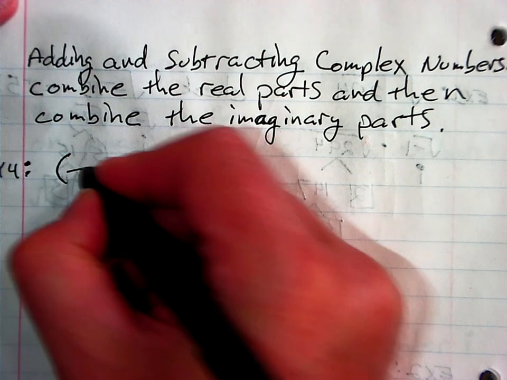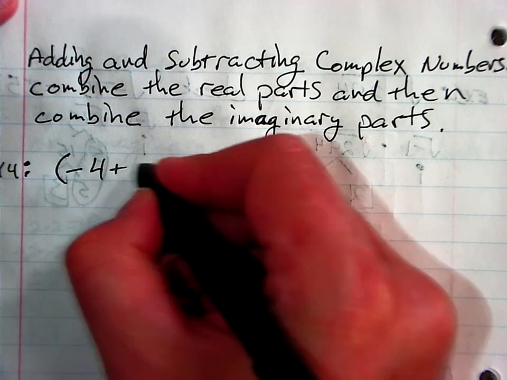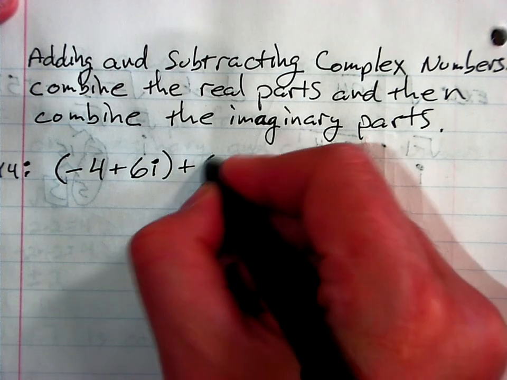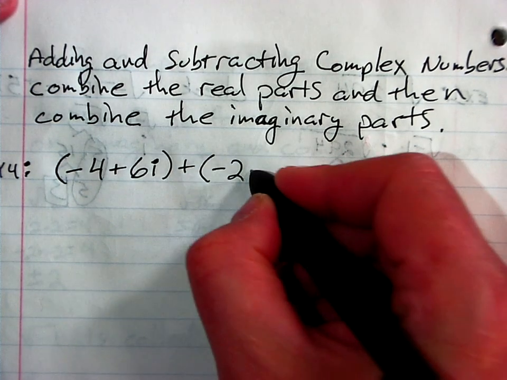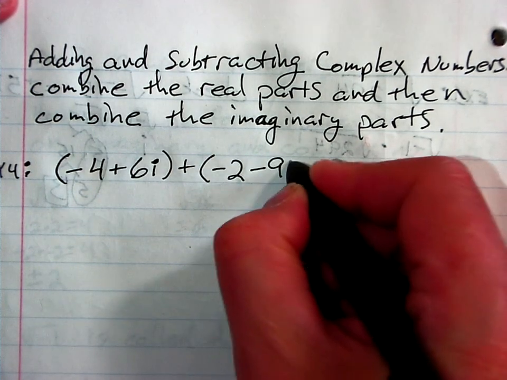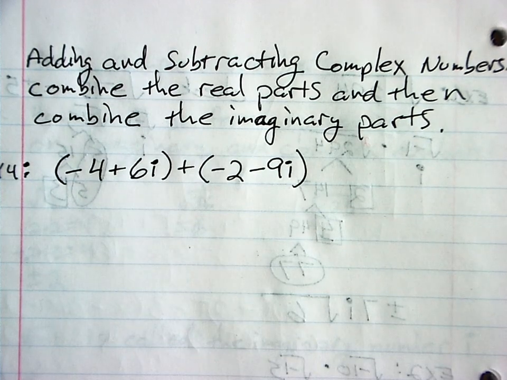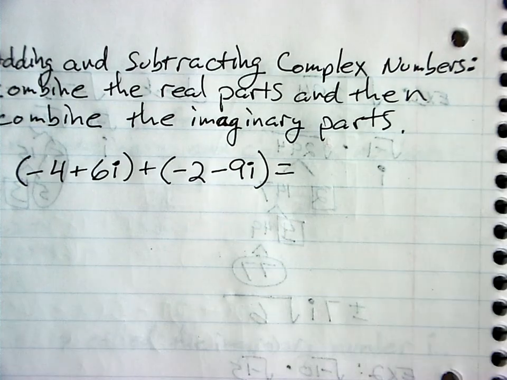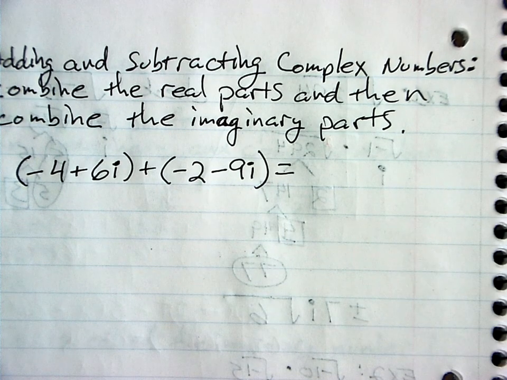(-4 + 6i) + (-2 - 9i). Is this where we do like a formula? We're just combining like terms, that's all we're doing. And like terms are either real numbers or imaginary numbers. So like I said, this is pretty simple, Cam.